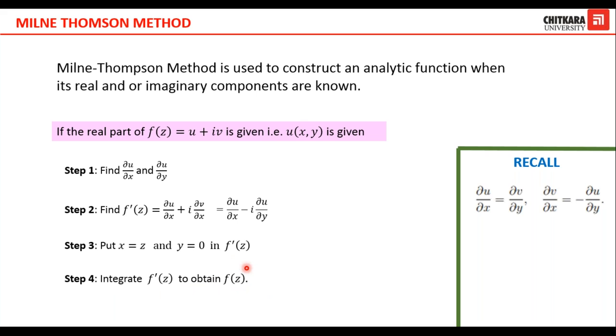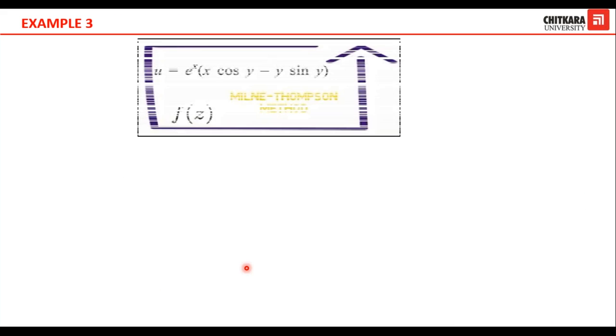Right? Okay. Now let's look at the question. Look at this example. You are given u and the question says find fz. Right? So if you don't know this method, Milne-Thomson method, what will you do? You will first, from u, calculate its harmonic conjugate pair, that is v. And then you will write fz as u plus iota v, and then you will club those two terms, arrange the terms, and then you have to find the expression for fz. But see, Milne-Thomson method gives you a shortcut. So let's go through those steps and then let's apply them here.